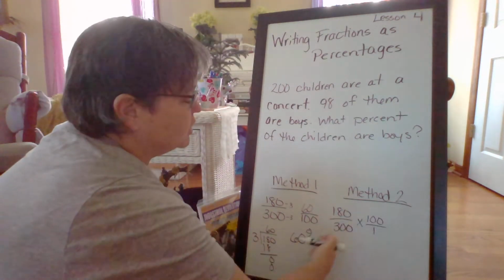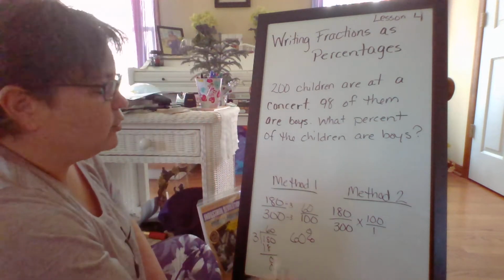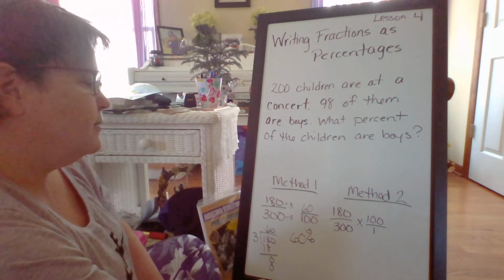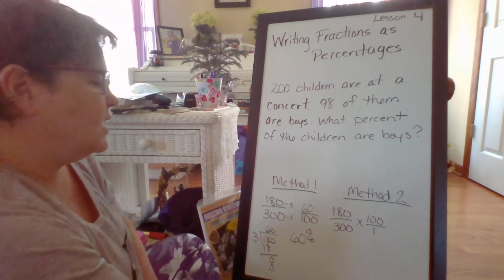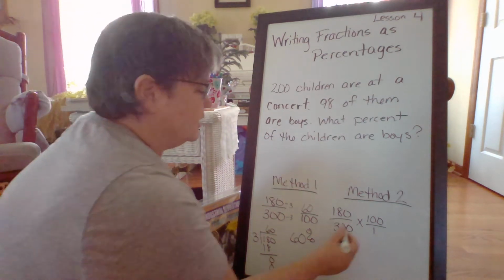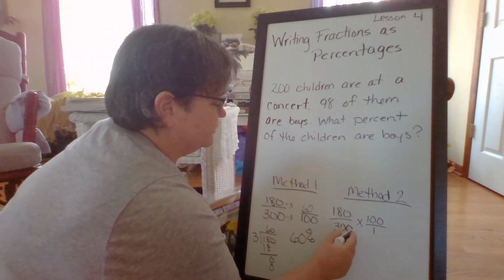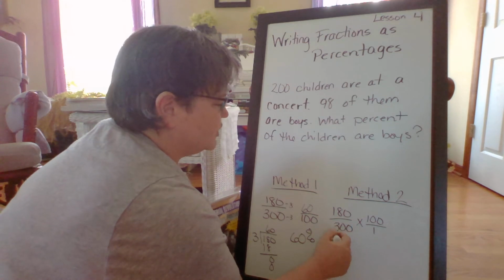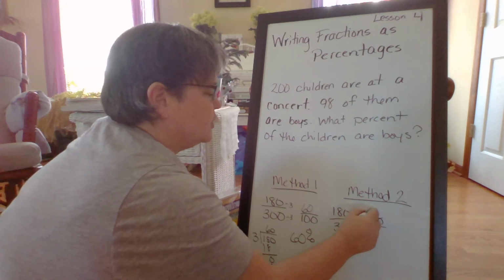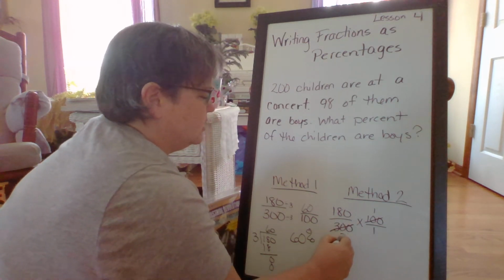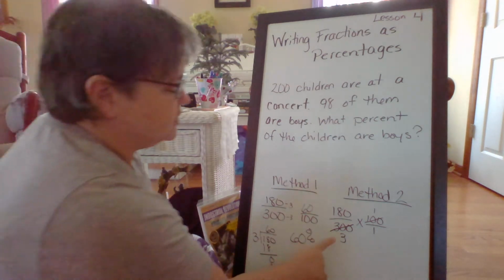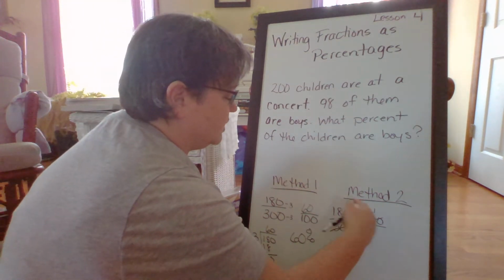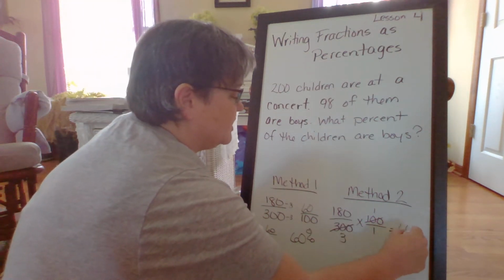So I'm going to look here, and I can do a couple things. First I'll reduce. I know that 100 will go into 300 3 times. And then I can divide 3 into 18, or 3 into 180, which is going to give me 60.